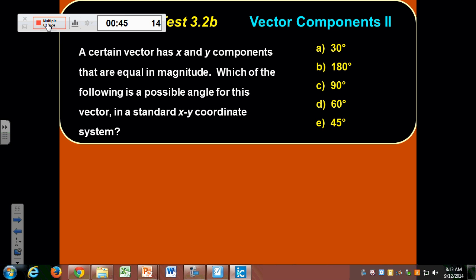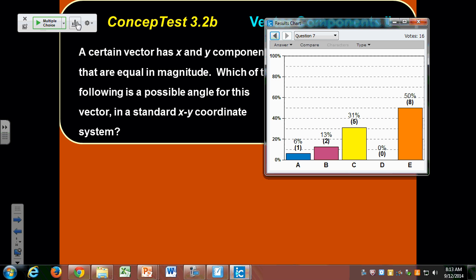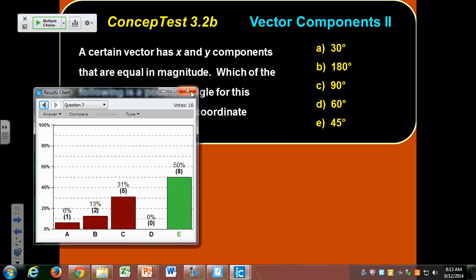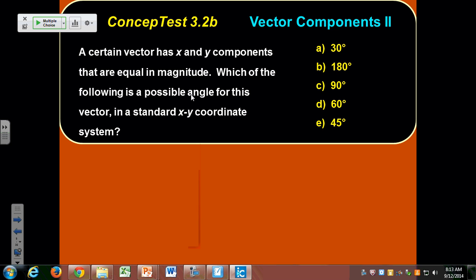Alright, so a few more seconds, I'll stop at 50. Okay, E is the right answer. If my vectors have components that are equal in magnitude, so I have an x component and then a y component, then this angle, this is an equilateral right triangle, that angle has to be 45. It's an equilateral right triangle which has 45, 45, and 90.